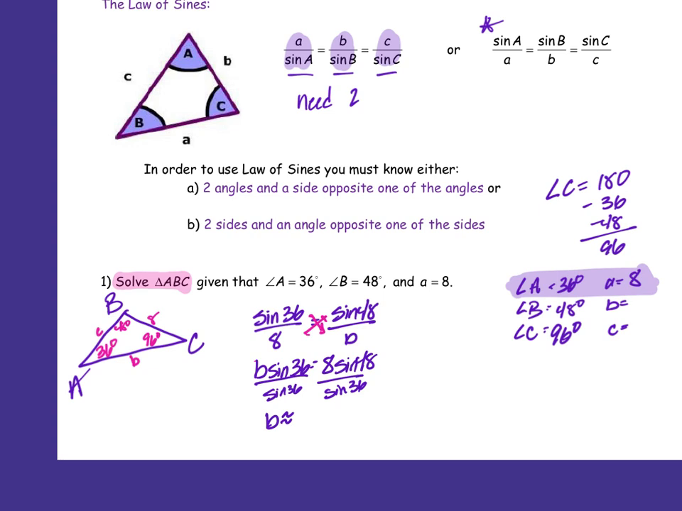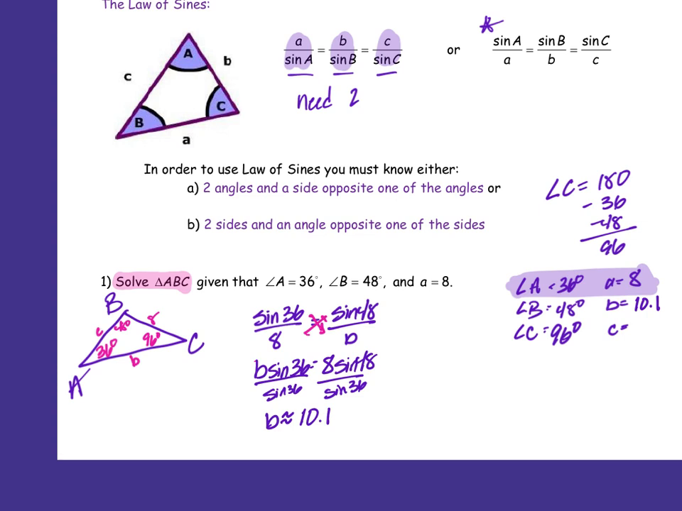And then I'm going to do 8. Well, I'm going to put parentheses in first. And then I'm going to do 8 times sine of 48, parenthesis, and then divided by sine of 36, close my parenthesis. And I should get 10.1145079. I'm just going to round to 1 decimal point, so I get 10.1. So B is 10.1. Okay?